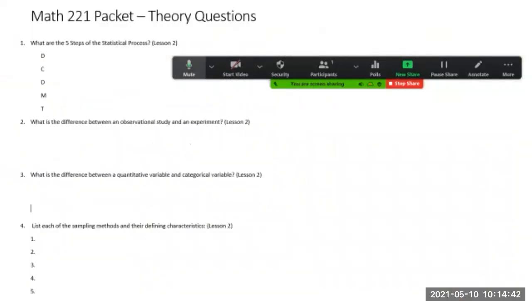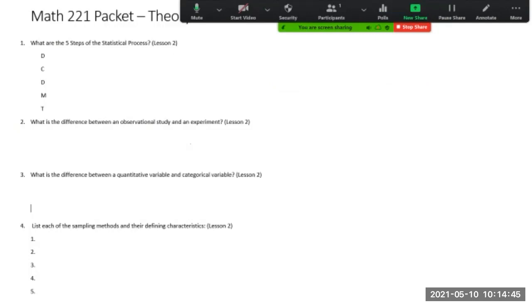To get started, number 1 says, what are the 5 steps of the statistical process? The first one is design the study. Number 2 is collect data. Number 3 is describe data. Number 4 is make inferences and take action.